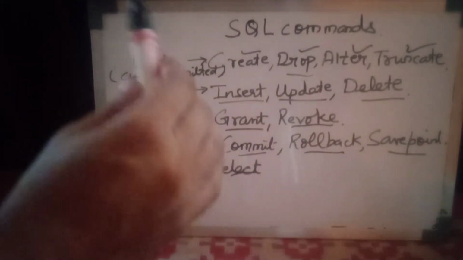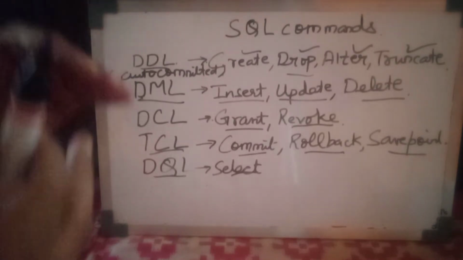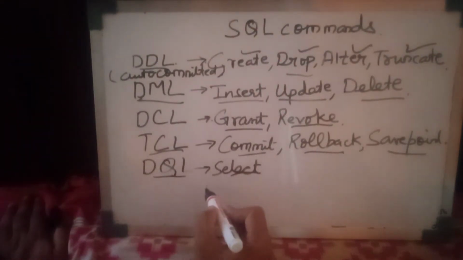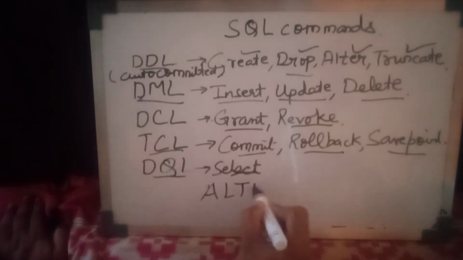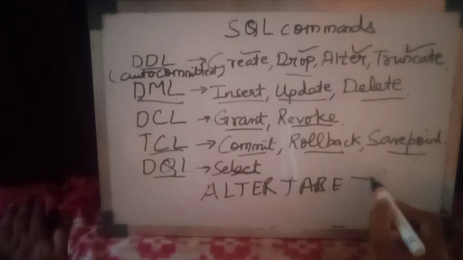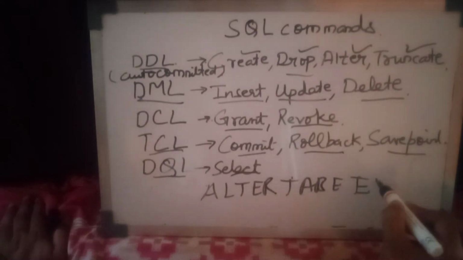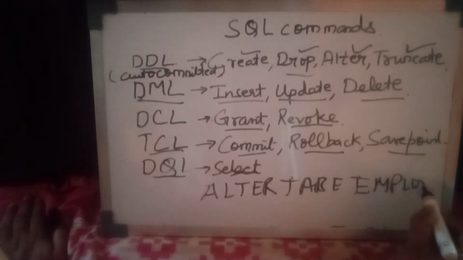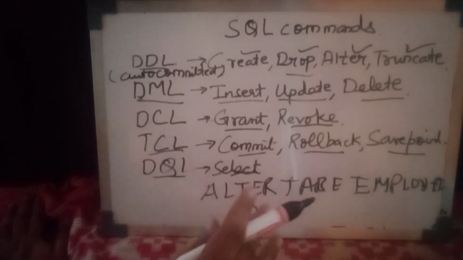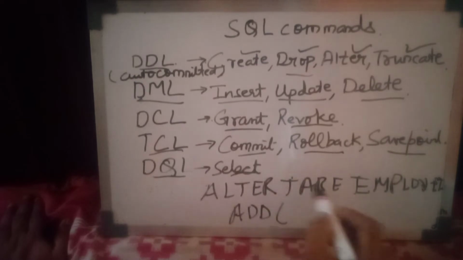Then the alter command is basically used to alter the characteristics of the existing attributes of a table, or to add a particular column, to make changes in the structure of a particular table. The syntax of the alter command is: alter table, table name. If you consider employee here, alter table employee add.